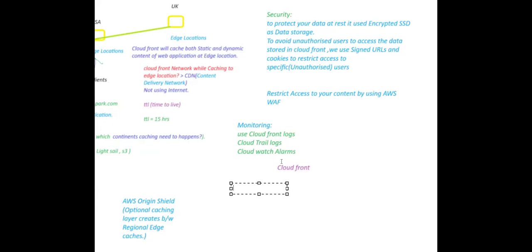Yeah. So let's say your dynamic content, you can cache by using this CloudFront. And another one is what? Static content, right? Yeah, static content. So what do you mean by dynamic content? That means dynamic websites, right? Yeah. Whereas static content indicates static websites.